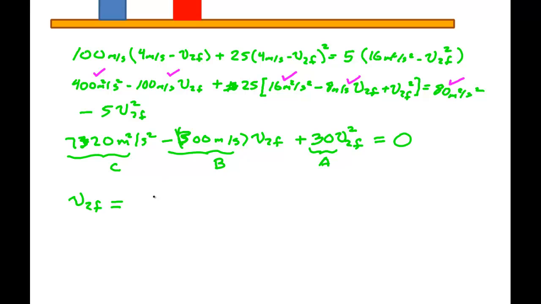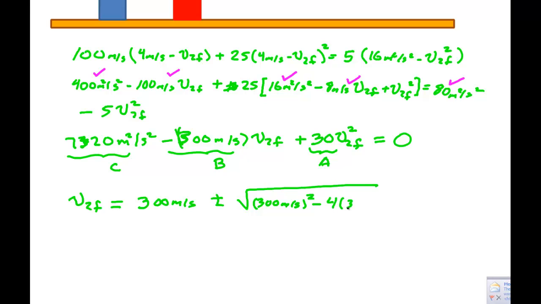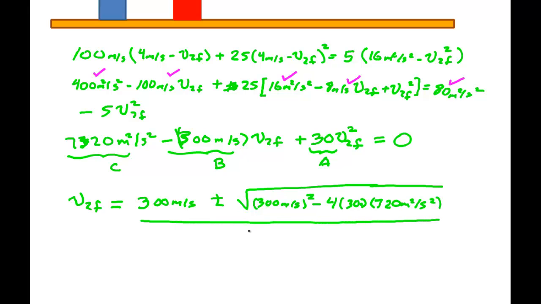So we have that it's minus B, so 300 meters per second. Then we have a plus or minus. We have 300 meters per second, and we have to square that. Minus 4AC, 4 times 30 times 720 meters squared per second squared. And all of this has to be over 2A. So b squared minus 4ac, over 2a. The 2a, there's the 30, so that would be over 60 on the bottom.